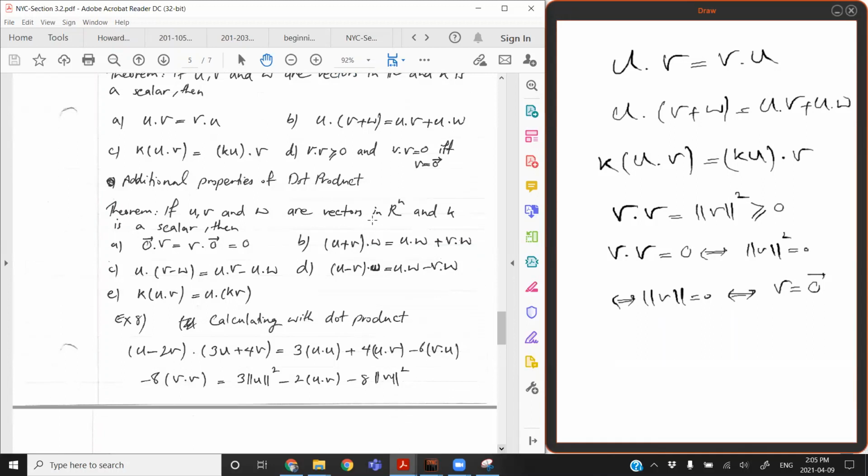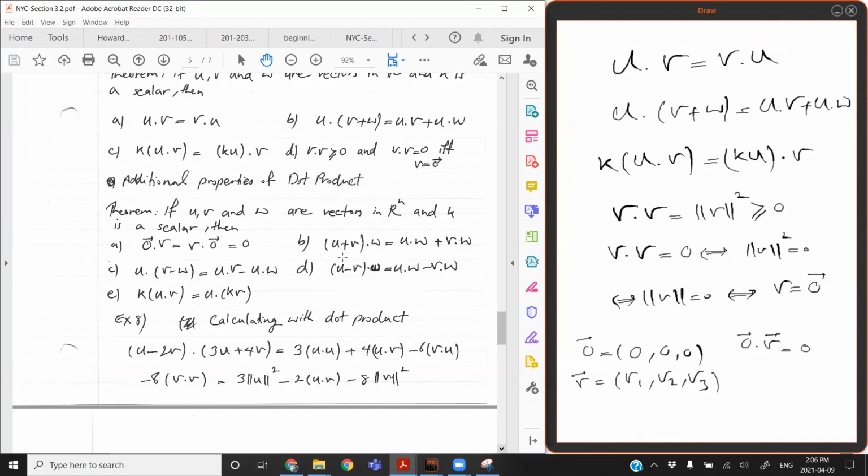Some more properties of the dot product. The same story: if u, v, and w are vectors in Rn and k is a scalar. If you multiply the 0 vector and any vector v, you're going to get 0. So if you have 0, 0, 0, for example, and you have another vector v1, v2, v3, this is the 0 vector and this is v, and you multiply them using the dot product, you're going to get 0 times v1, plus 0 times v2, plus 0 times v3. That's going to be 0.